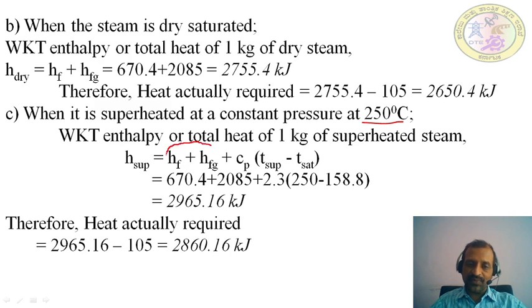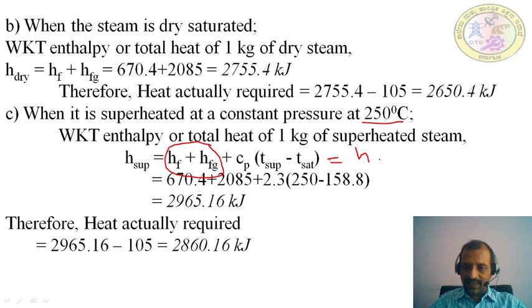So this HF plus HFG is a dry saturated steam. After dry saturated steam, there would be a superheated steam. So whatever the amount of heat you are supplying after dry saturated steam, you need to add it: plus Cp times (T sup minus T saturation temperature). This is Ts. So that is equal to 670.4 plus 2085.